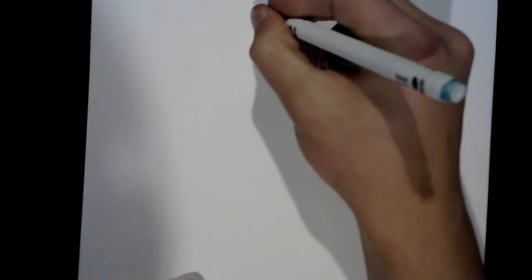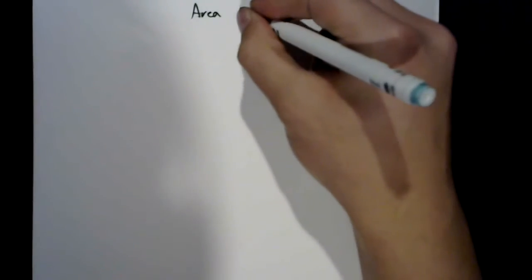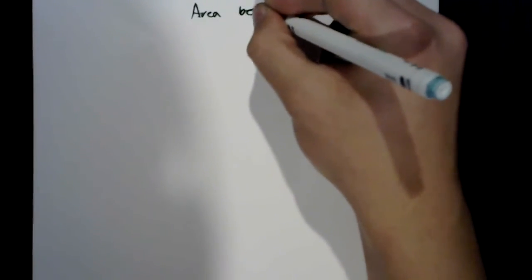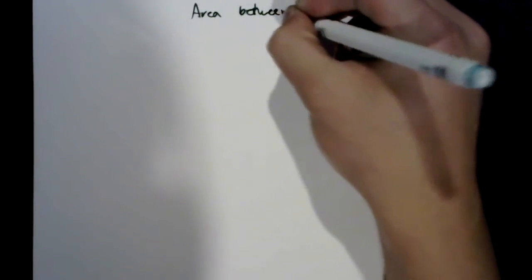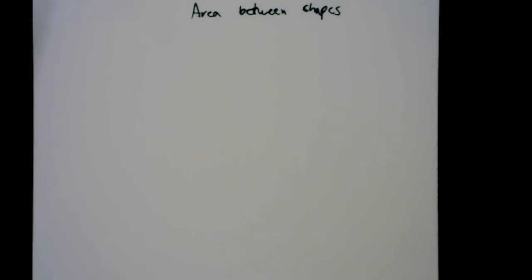Welcome to today's video. Today we'll be talking about area between shapes. And what I mean by that, ACT likes to do this because they can cover a whole bunch of stuff.